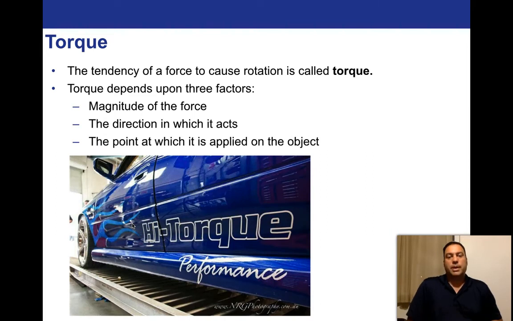So you can kind of surmise from our experience from Newton's first law that if you're going to have inertia, there's going to be a force involved. And in rotational dynamics, we don't actually have force in the way that we typically think of it. Instead, we use something called torque. Okay, so torque is the tendency of a force to cause rotation. All right, so torque depends upon three factors: the magnitude of the force, the direction in which it acts, and the point at which it is applied on the object.